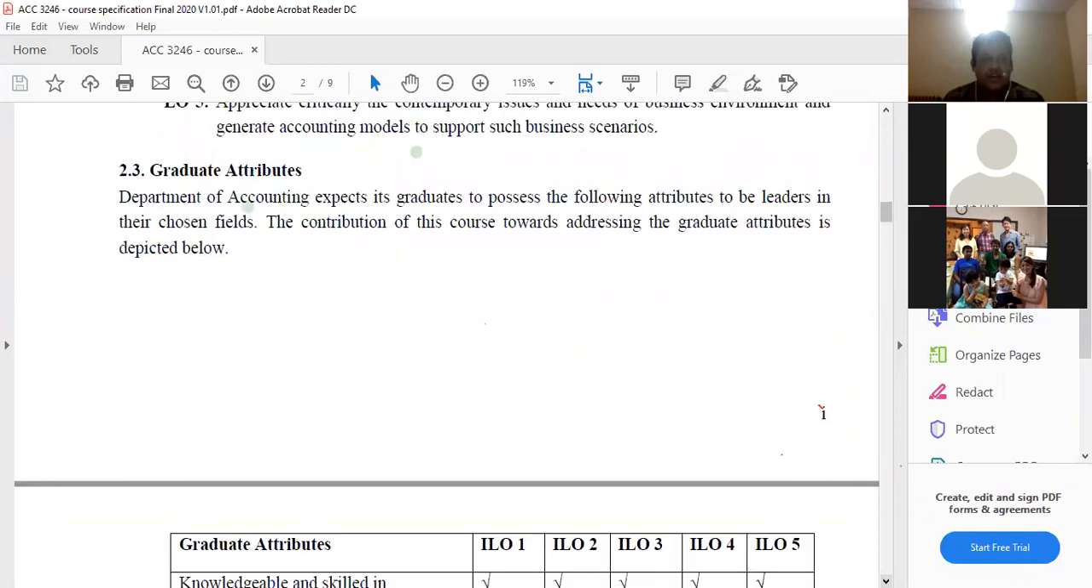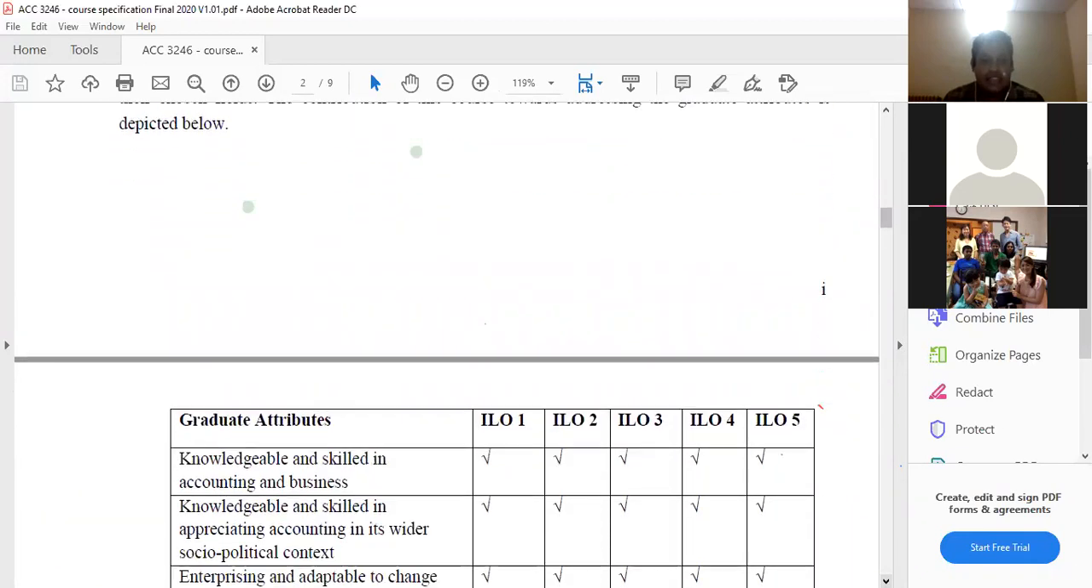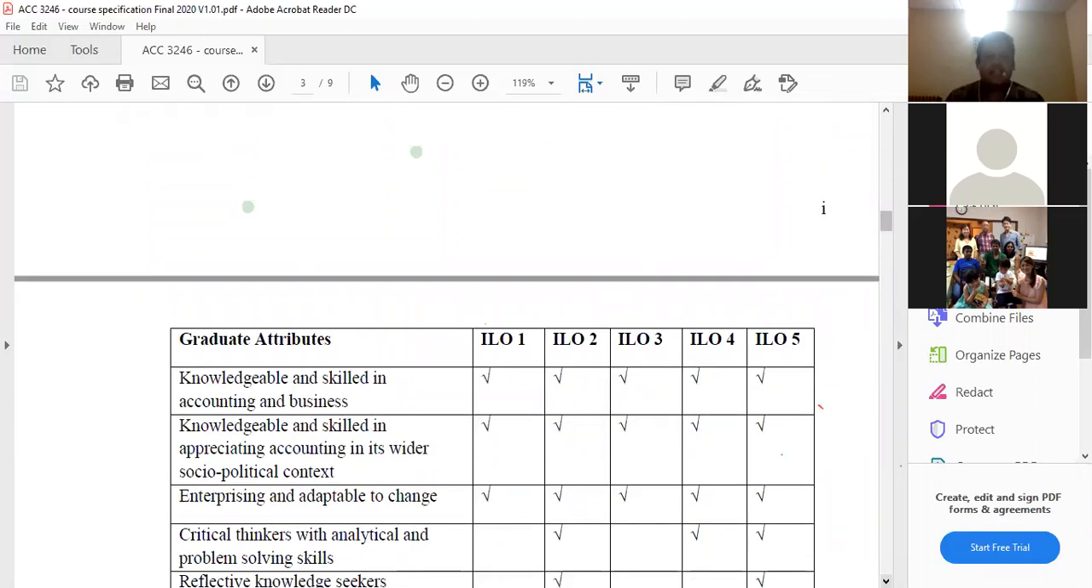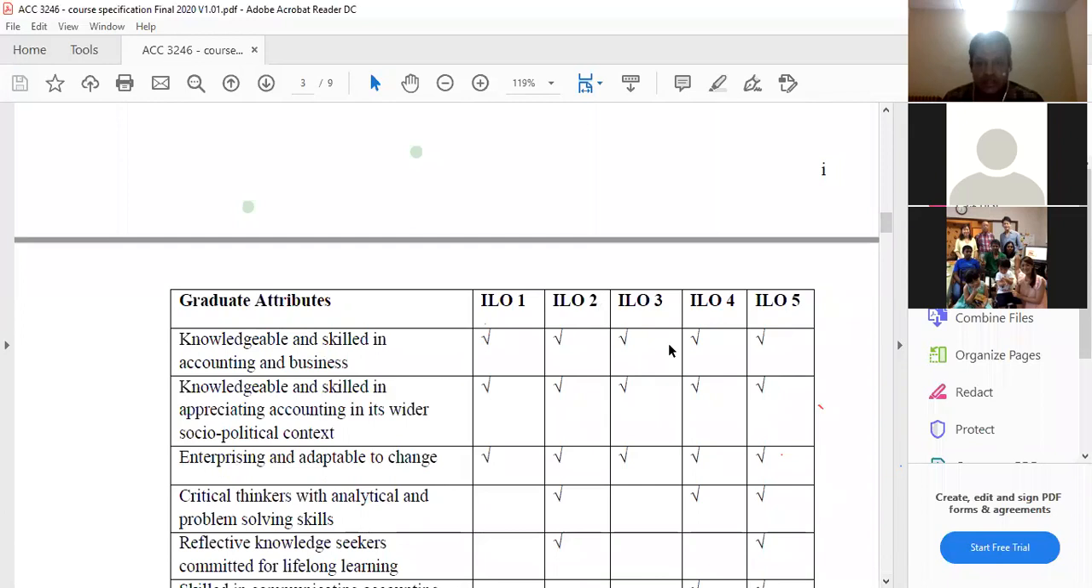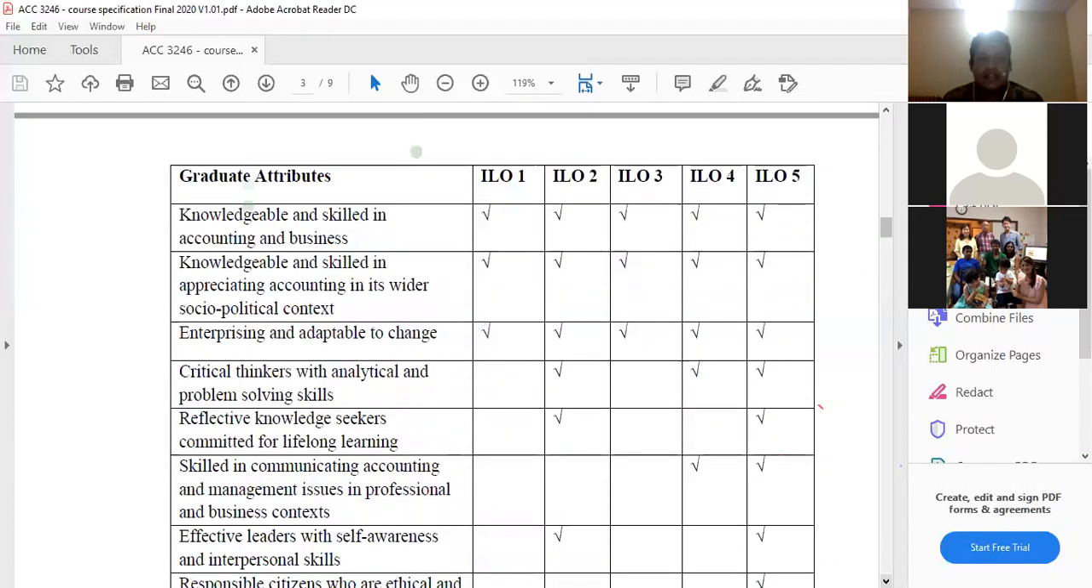Thereafter, we would recognize the graduate attributes. It is something that you can leisurely read. This is something that we expect upon the completion of the degree. These are the attributes that we would expect. Also, we have identified our contribution, in the sense of the contribution of accounting modeling towards each of these graduate attributes. So we have done a kind of matching. You can leisurely study that.